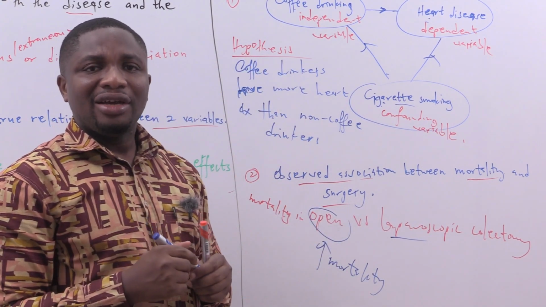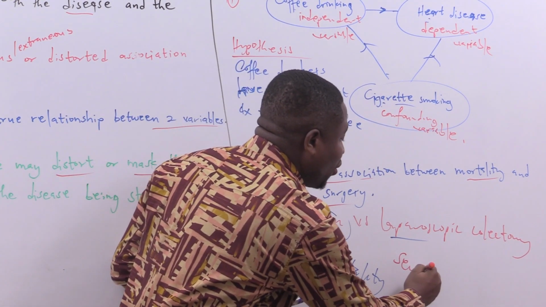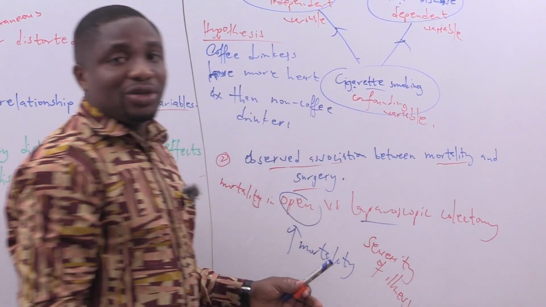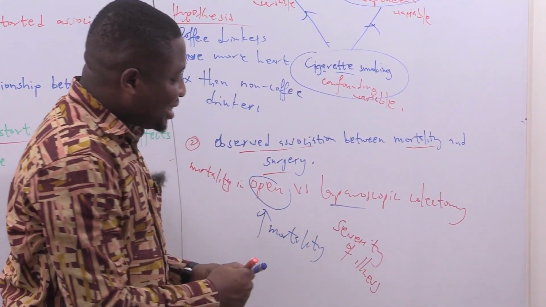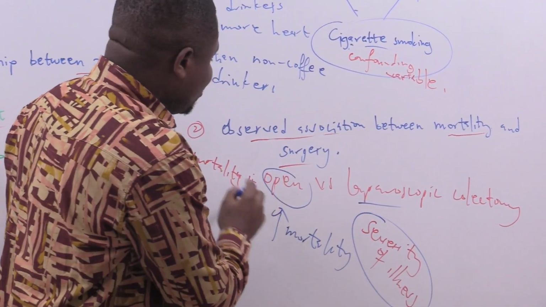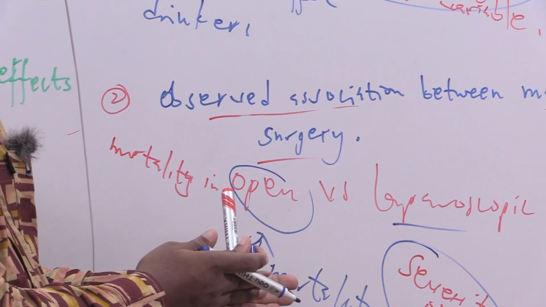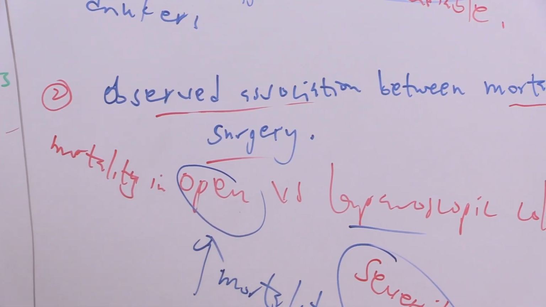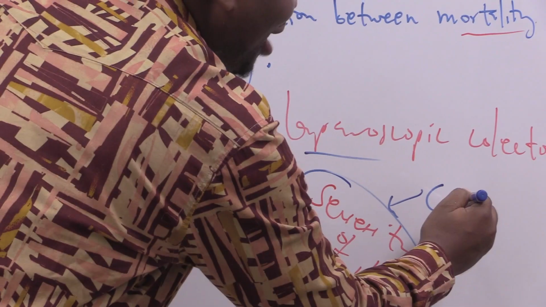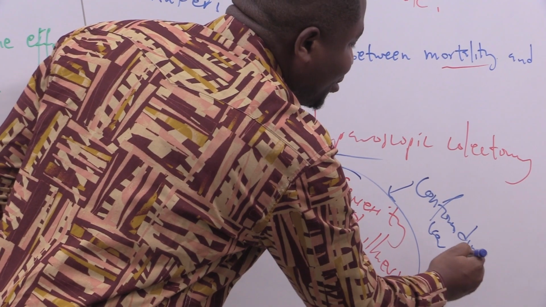And what is that third variable? That third variable here is the severity of the illness. And this third factor, the severity of the illness, will be influencing both the mortality in open colectomy and the laparoscopic colectomy. And with this third variable, the severity of the illness, will become the confounding variable.